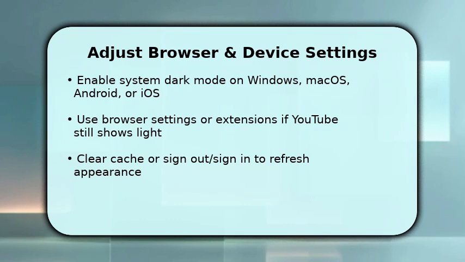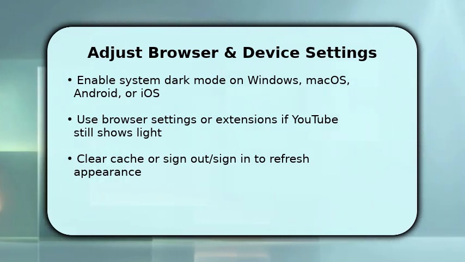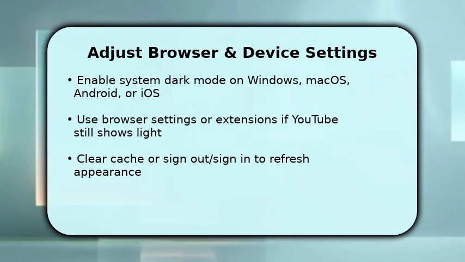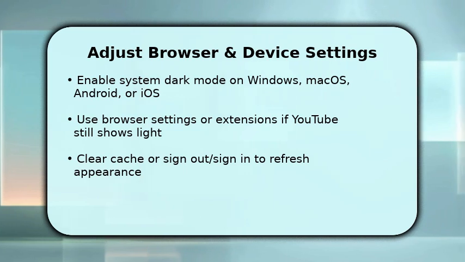If YouTube still shows light, adjust your browser and device because site themes can follow system or browser preferences. Turn on System Dark Mode in Windows or Mac OS, or enable Dark Theme in Android/iOS settings, then open YouTube. If that fails, use Browser Appearance Settings or a trusted dark mode extension to override styles.